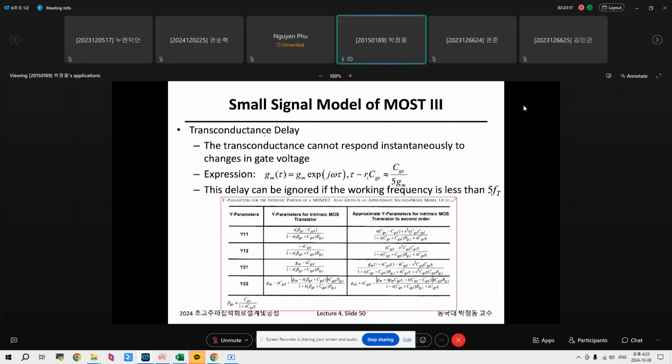So the transconductance delay is expressed this way. This is the delay, and the delay is Ri multiplied by CGS. This Ri is 1/5 GM, right? So we model it this way. But the good thing is that this transconductance delay can be negligible if it is operating at less than 5 fT. This is typical. But you should not neglect this. This has to be considered. It can be negligible, but still it has to be considered.